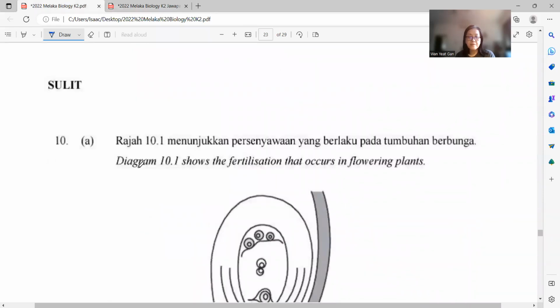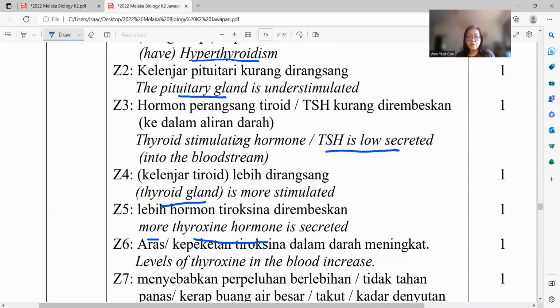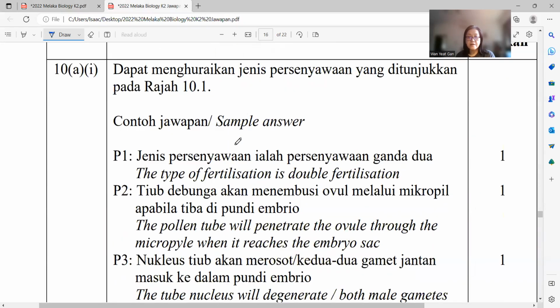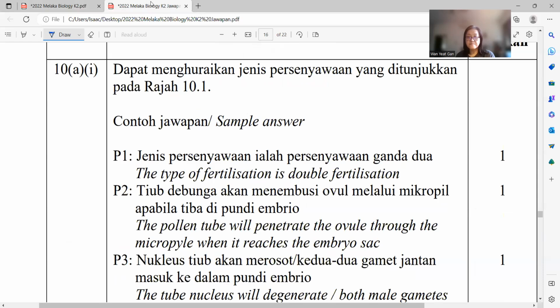Next, question 10. Diagram 10.1 shows the fertilization that occurs in a flowering plant. Describe the type of fertilization shown in 10.1. So here is a double fertilization. The marks here are 4 marks.